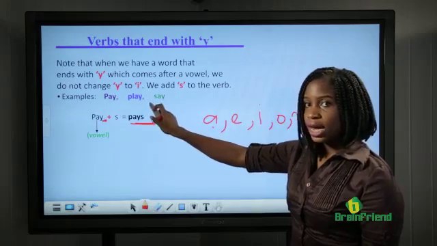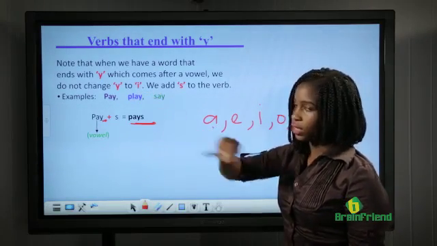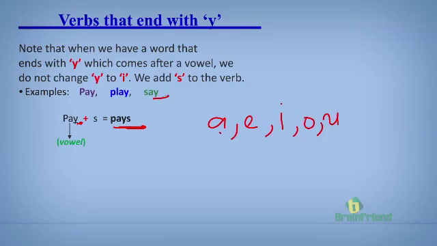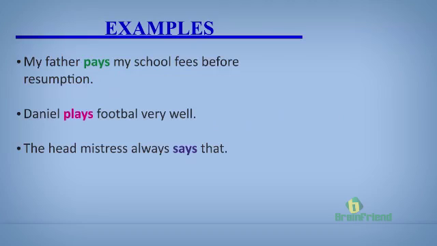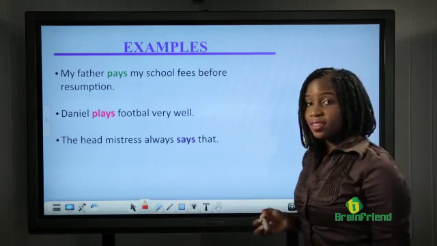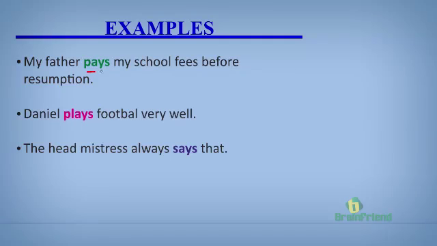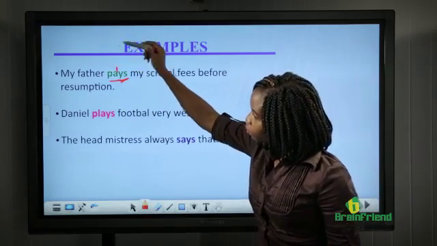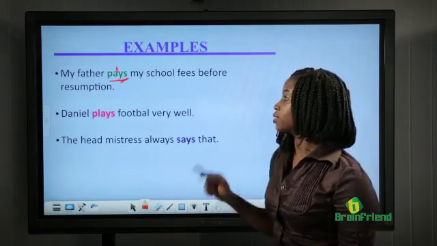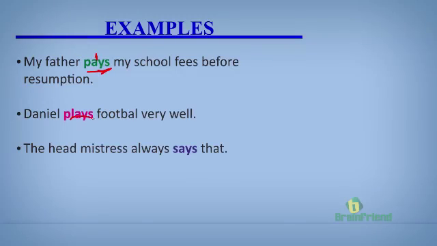Play ends with y, but a vowel comes before it. Say also ends with y, but a vowel comes before it. So what do we do? We add s. Let's see our examples. My father pays my school fees before resumption. He pays. The letter before Y is a vowel, so we just add S. Daniel plays football very well. The headmistress always says that.